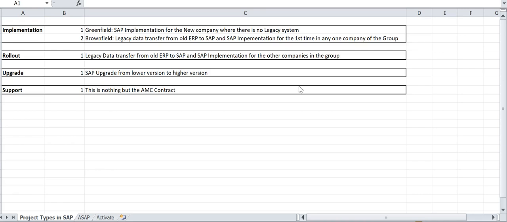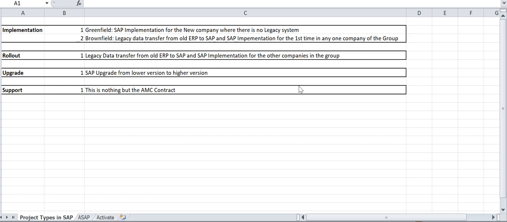Okay, let us start today's session. In today's session, we will be discussing the different types of projects in SAP and the two methodologies to implement SAP for our client's business. So let us first discuss the different types of SAP projects.